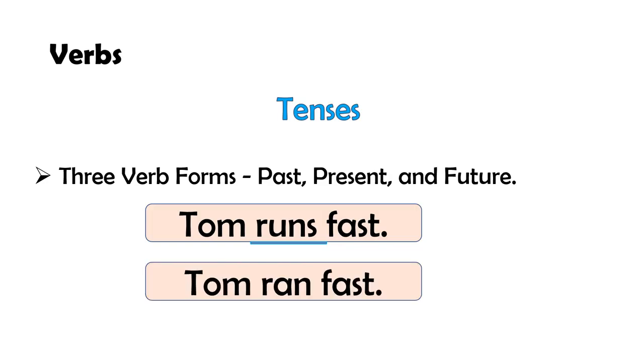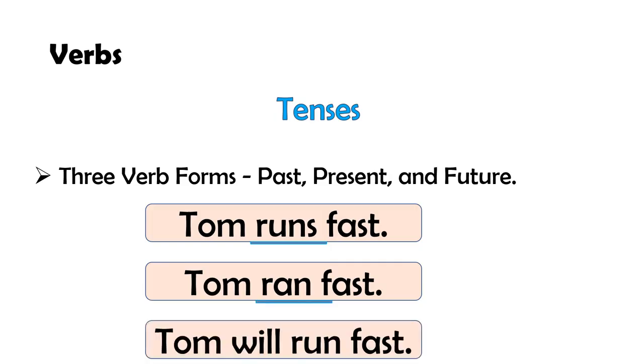Tom ran fast. The verb ran tells us how Tom ran in the past. Tom will run fast. The verb will run describes how Tom will run in the future.